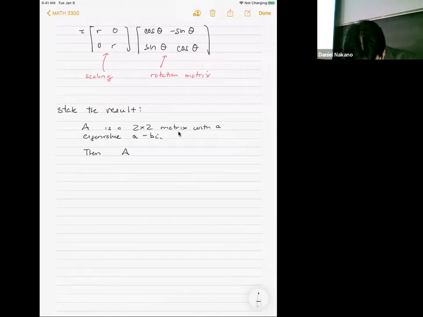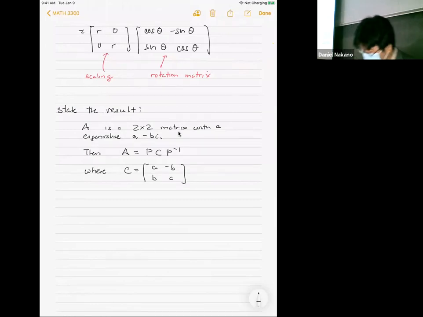A is going to be equal to P C P inverse. So A is going to be similar to a matrix C, where C is the matrix A, minus B, B, A. What this is saying is that whenever you have a matrix with a complex eigenvalue, it's similar to a matrix which is a product of scaling times a rotation. Okay, so that's what we're saying.